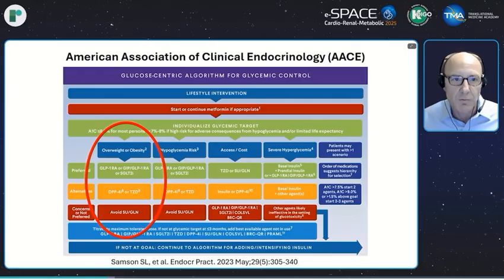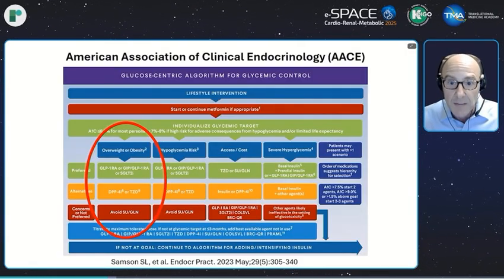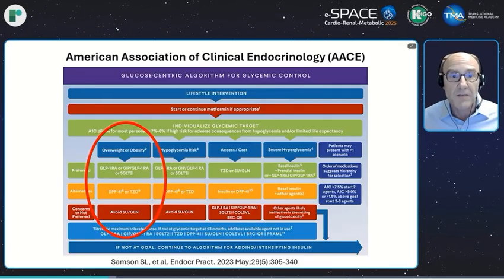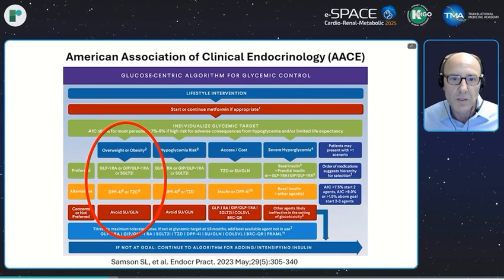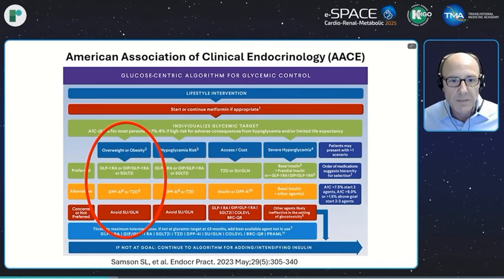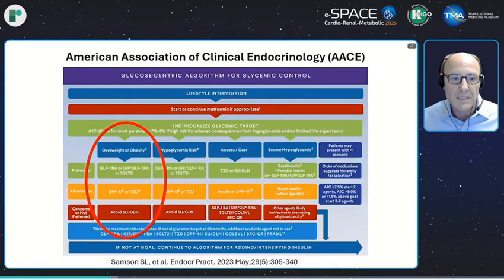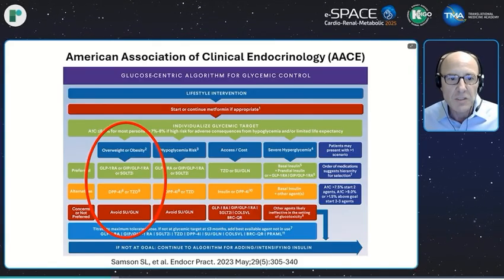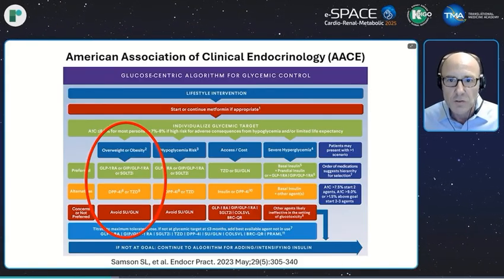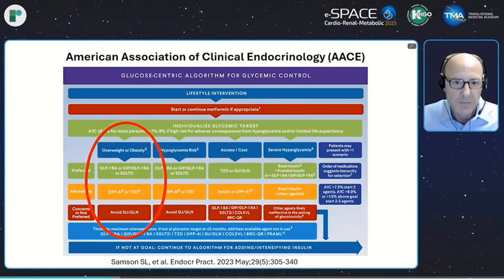Now, this is a similar approach. This is from the American Association of Clinical Endocrinology, and this is our diabetes algorithm. And you can see that this is from the glucose-centric algorithm for glycemic control, and you can select your treatments based on the individualized target. So AACE recommends for patients with overweight or obesity to have a GLP-1 receptor agonist or a dual GIP, GLP-1 receptor agonist as the first choice for glycemic control because of that added benefit of weight management.